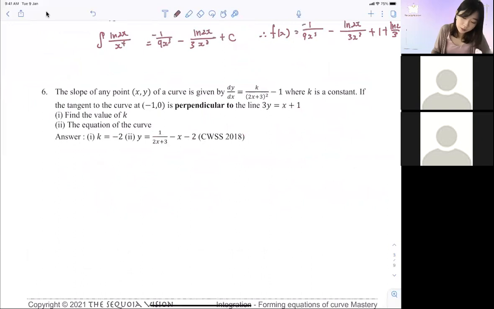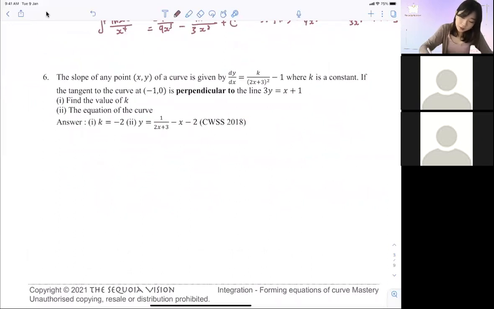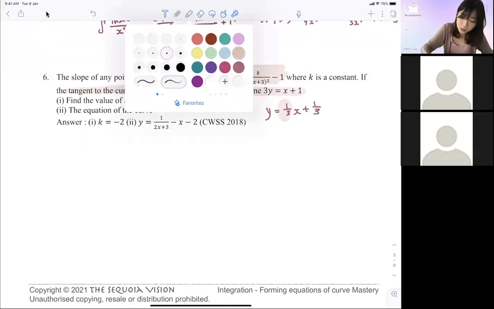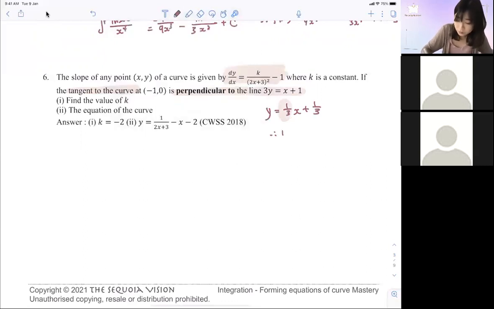Okay, question 6. Now, they say that this is my dy over dx. If the tangent to the curve is perpendicular to the line, straight away you find the gradient of the line first, everything divide by 3. If the tangent is perpendicular to this line, and you know that the line gradient is 1/3, what is the gradient of the tangent then? M1 times M2 equals -1, right? So it's -1 divided by 1/3, which is -3.